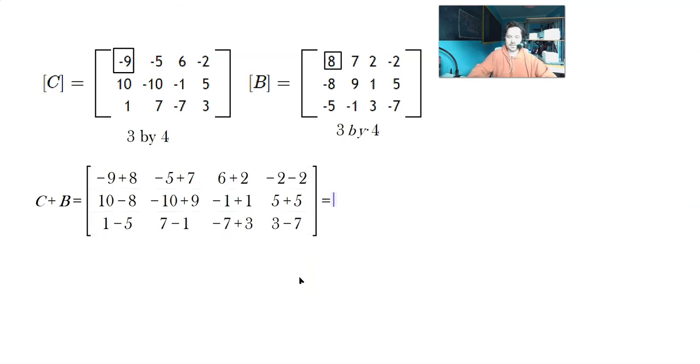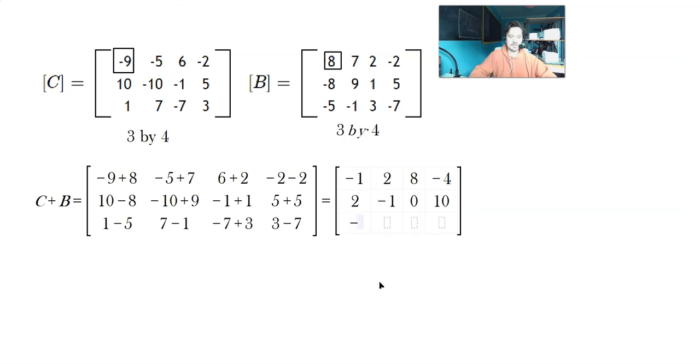And then you just simplify each of these. There's still going to be a 3 by 4. Negative 9 plus 8 is negative 1. Negative 5 plus 7 is 2. 6 plus 2 is 8. Negative 2 minus 2 is negative 4. Next one, 5 plus 5 is 10. Negative 1 plus 1 is 0. Negative 10 plus 9 is negative 1. And 10 minus 8 is 2.